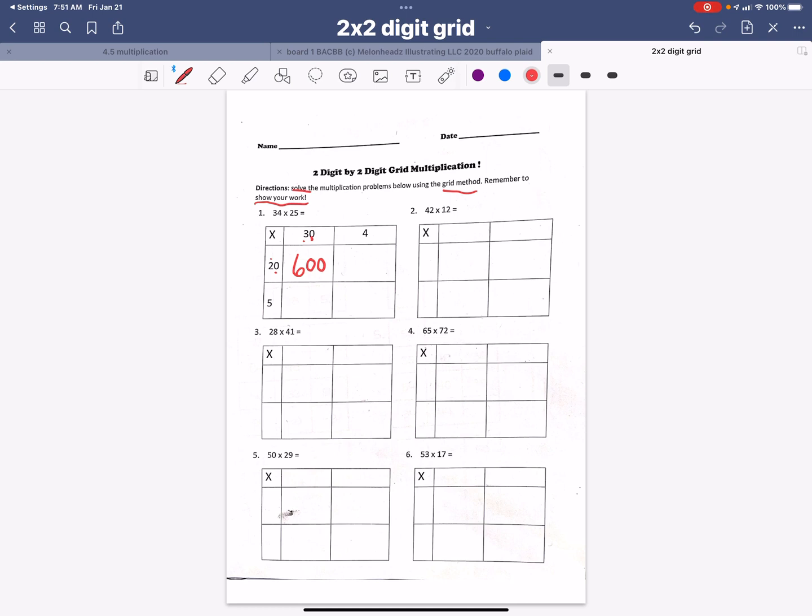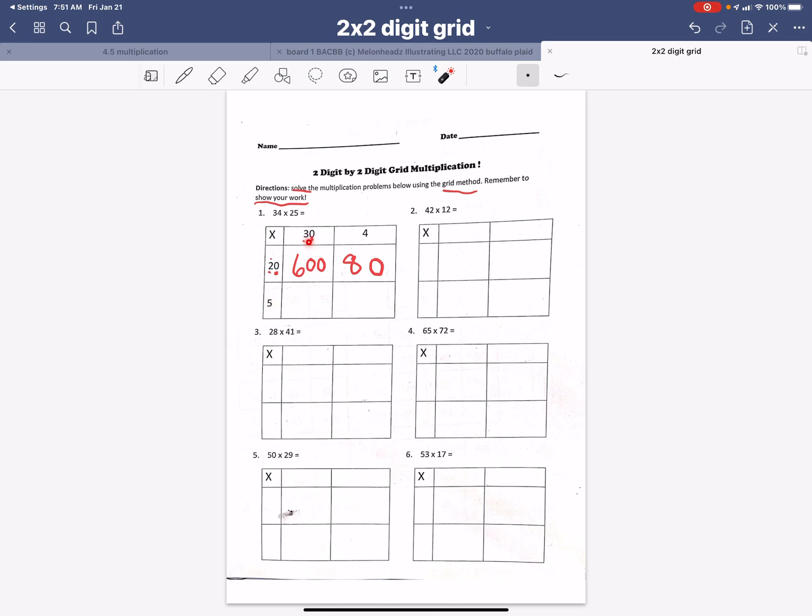All right, and now I'm going to multiply 20 times 4. I've got 1 zero, so I've got to add 1 zero here for the ones place, and then in the tens place I've got a 2, so I have to multiply 2 times 4. 2 times 4 is 8.